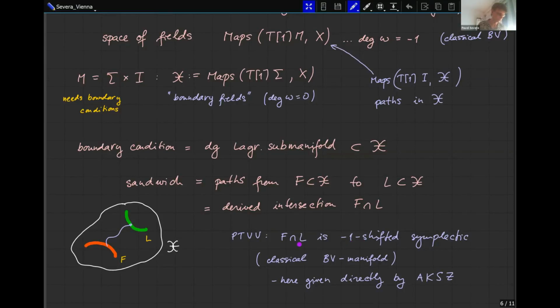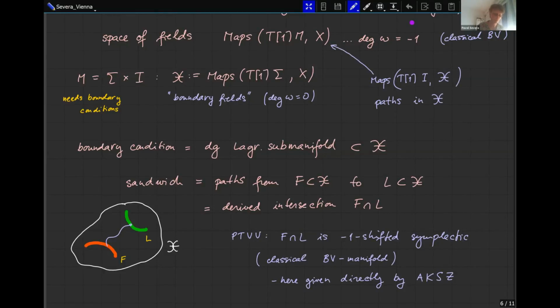So in our case, X has a symplectic form of degree 0. That's why this derived intersection is going to have a symplectic form of degree -1. But we don't need to use this advanced language, because in this particular case, this symplectic form of degree -1 is simply given to us by the AKSZ construction. So the differential comes from there.